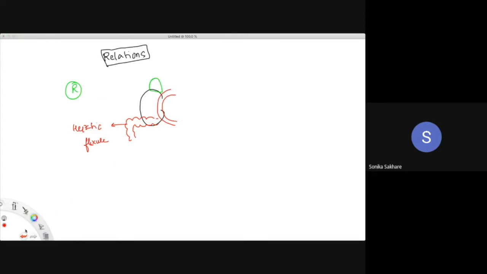Now you need to tell me what is this area covered by? What is present above this area? If we have to retract the liver to see the underlying structures, this structure is covered by the liver, no? Does that make sense? So these form the anterior relations of the kidney.